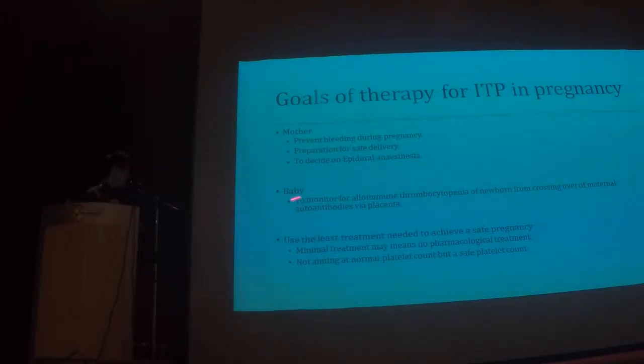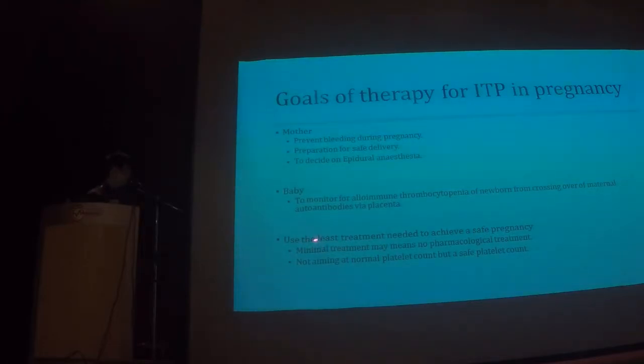Then the baby, there is the possibility of the antibodies crossing over the placenta and causing autoimmune thrombocytopenia in the newborn. Okay, this is not NAIT. NAIT is due to anti-human platelet antigen. This is a completely different mechanism altogether.